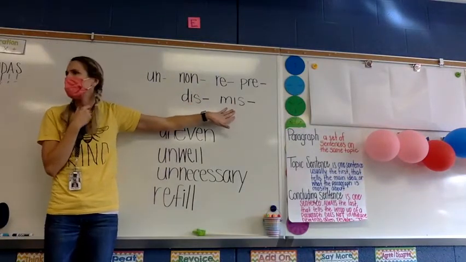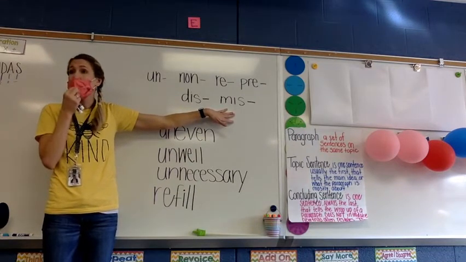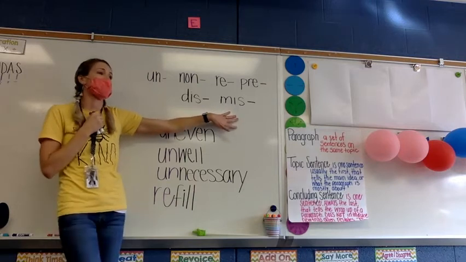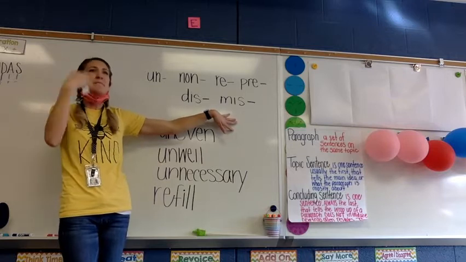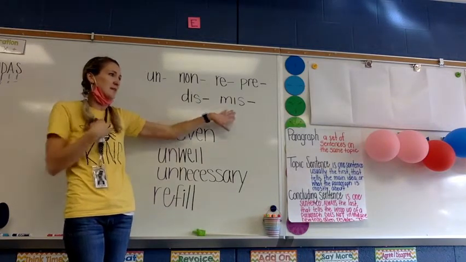Miss. Have we used this one much? What was that, bro? Ooh, misunderstanding. What a great one. Misunderstanding. If you have an understanding of something, you know it. You get it. If there's a misunderstanding, you don't know. You don't get it, right? You don't get the information.